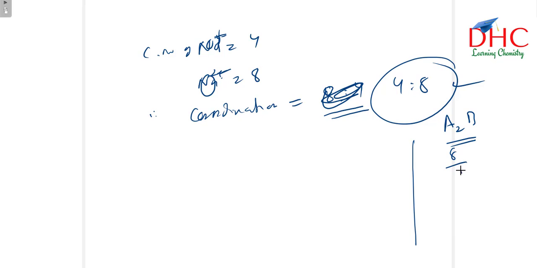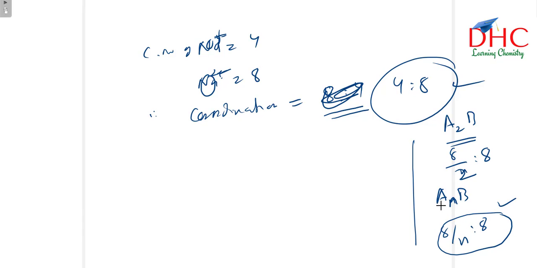I told you right now that in general A2B compounds में क्या था रेशो? 8/n:8. तो in general अगर AnB होगा, ये 2 divide है यहाँ because n is equal to 2. So in general if you have AnB, the coordination will be 8 divided by n:8. ये आप याद रखेंगे. It means the coordination number of B is 8. The coordination number of A will be 8/n. So whatever will be the value here, you divide that, you will get the coordination number of that cation. You will get the coordination number of anion as such, that's 8.